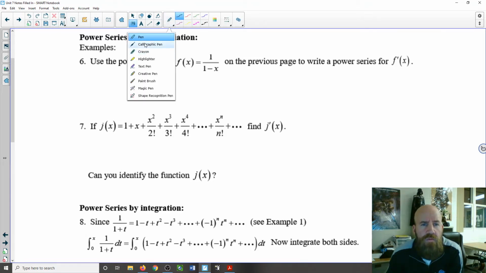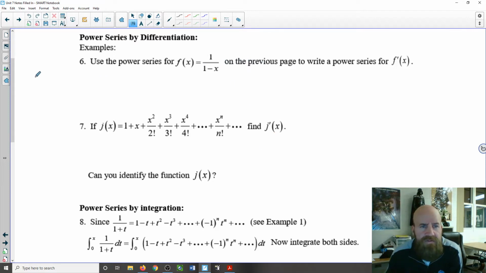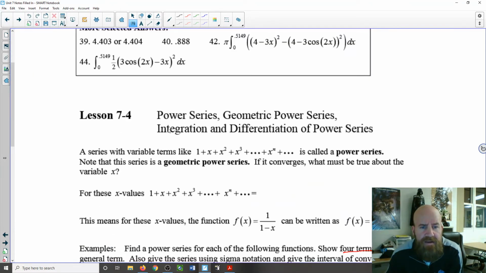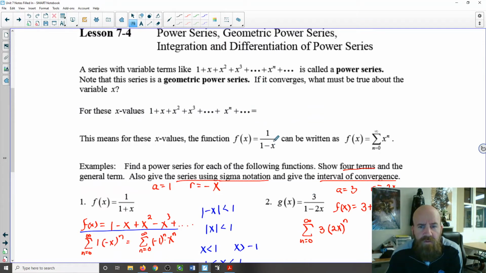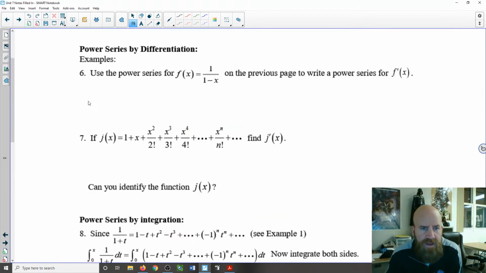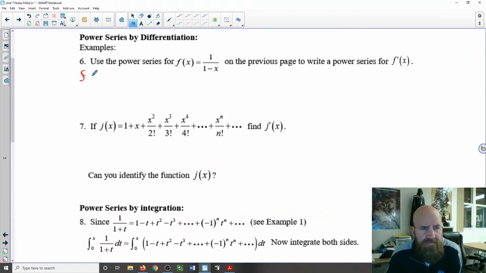So in the last video we looked at this function. That was the first function we looked at. If we remember, we go back and look up here, this 1 over 1 minus x is this power series. So we can go ahead and think about that. Okay, so we know f of x is 1 plus x plus x squared plus x cubed and so on.